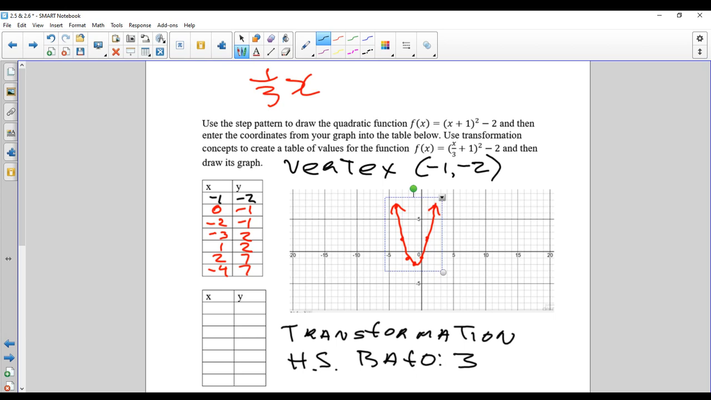Is it the x's that get affected? Is it the y's that get affected? I need to know. Which one? Okay, let's hear from the front of the room. Go ahead, please. You're right. And what do you do with the x's? If you multiply by 1 over 3, then you're making it compressed.